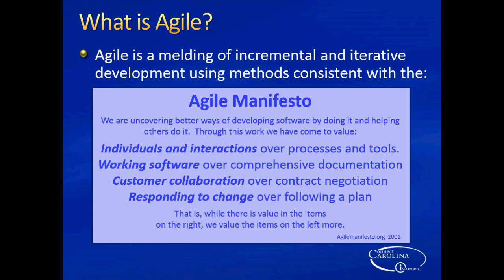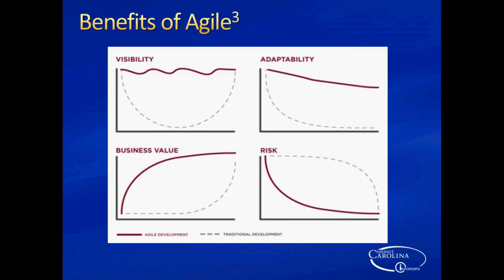Historically, we view change after we started as a bad thing. When we're doing Agile, we need to view change to some extent as a good thing because we are learning things as we go along and producing a better product. Benefits of Agile. So we have the 4: visibility, adaptability, business value, and risk.